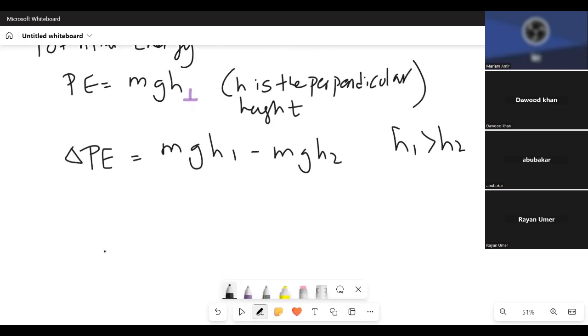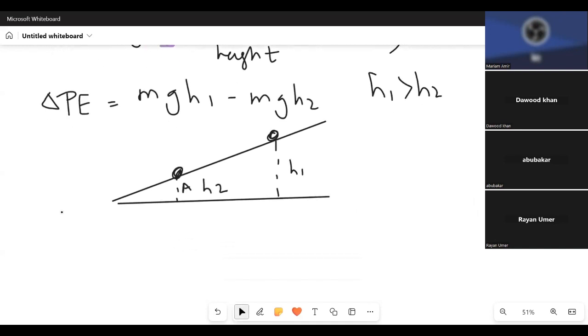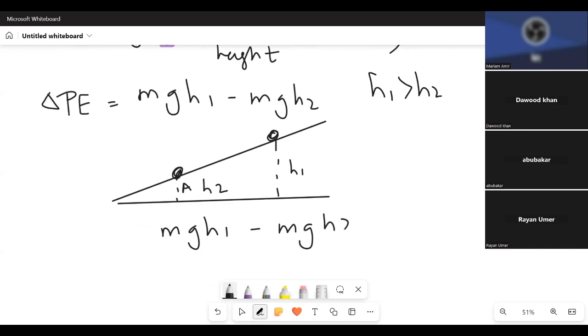For example, there's a slope and a particle is here at a certain point, and then it's here at a certain point. And you have to find the change in potential energy. So this height is bigger, you may call it h1, and this height is smaller, you may call it h2, but you'll be doing mgh1, the bigger one, bigger potential energy minus smaller potential energy.